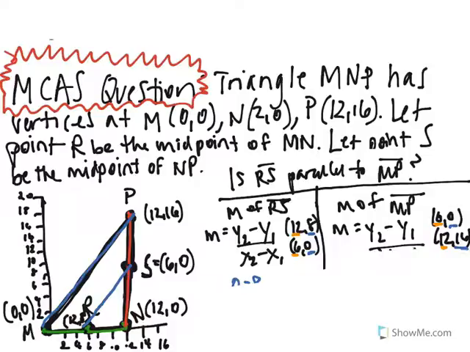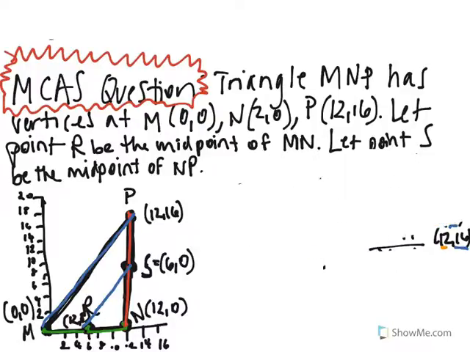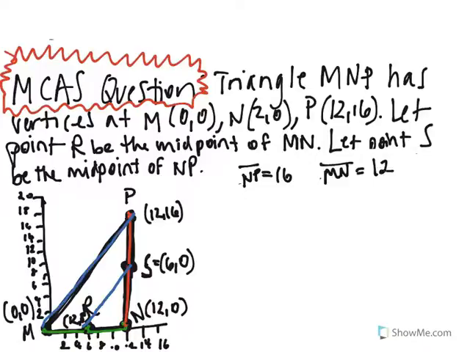The next part of the question asks us, what is the length in units of each segment? All right, well, there's two ways to do this. We can either count NP because it is parallel to the y-axis, so we can just count the number of units. It starts at 0 and goes up to 16, so NP equals 16. We can count the number of units for MN because MN is parallel to the x-axis. MN goes from 0 to 12, so 12 units.